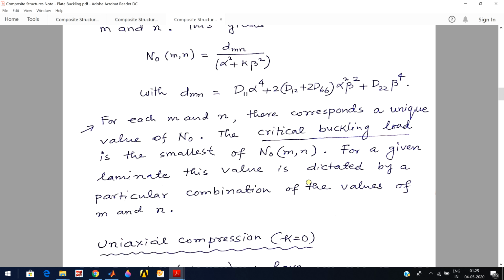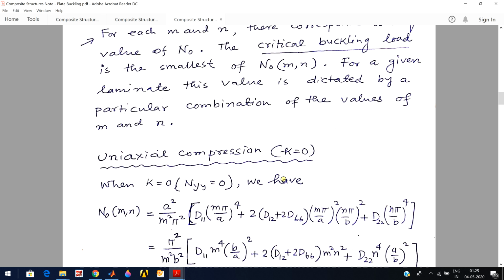So here I want to point out that it's not very easy to predict which mn will give you the lowest buckling load. Sometimes for different aspect ratios this changes, and we can see what I'm talking about when I demonstrate some calculation using MATLAB.